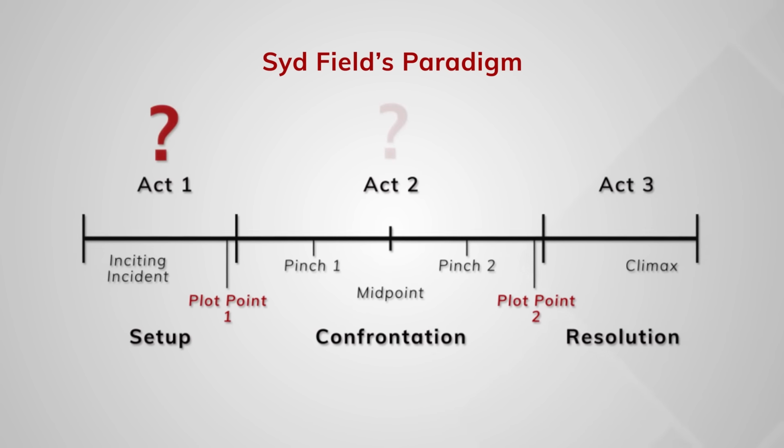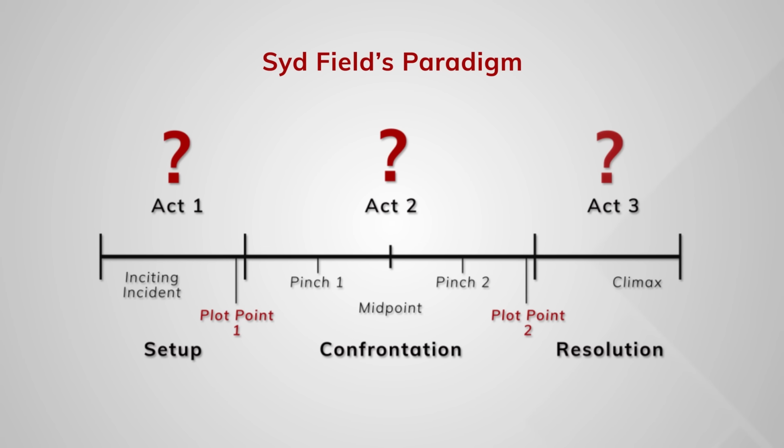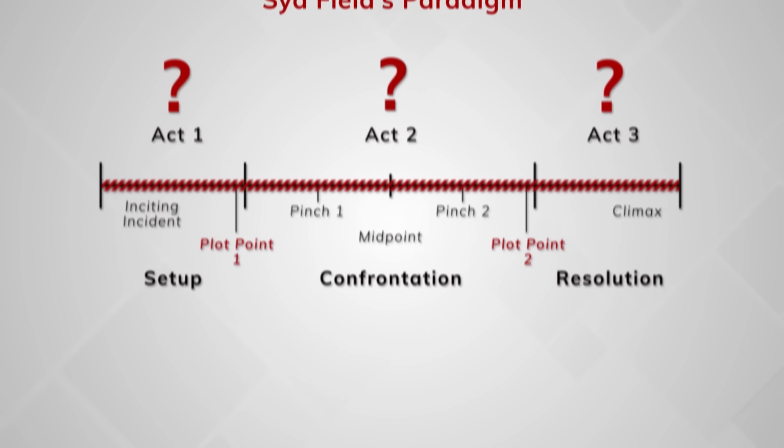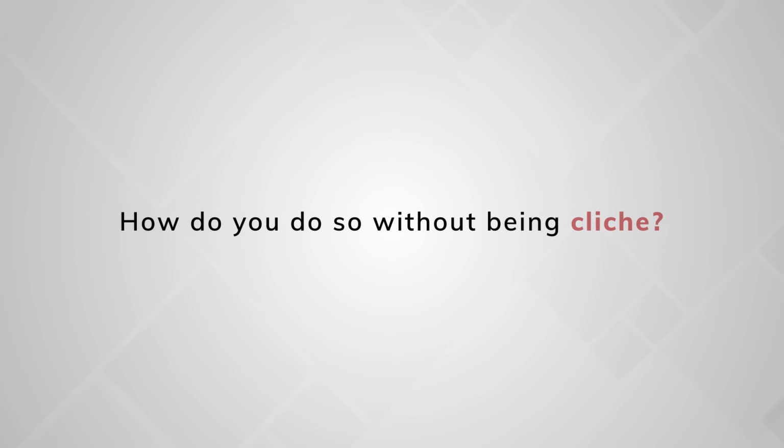But there's a problem with this system. What do you actually do inside these acts? Of course, stories have a beginning, middle, and end, but how do you actually create narrative drama and momentum? And how do you do so without being cliché?